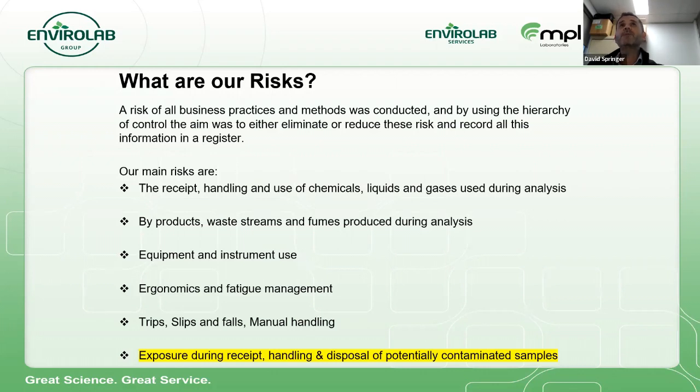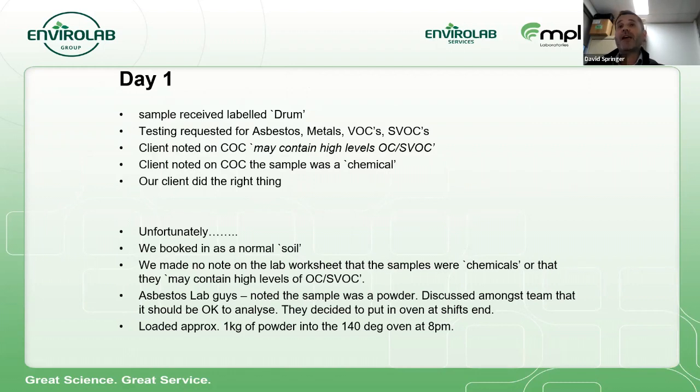The problem with an environmental lab is that we just get the samples coming in. We often don't know what they are. So I'll give you a little look at this. We received some samples from a customer from a very well-known site in Sydney, a very contaminated site. And the customer did the perfect thing. They were absolutely correct. They wrote on the chain of custody that the samples may contain high levels of OC pesticides or SVOC, semi-volatile organic compounds. So they did the right thing. They flagged that to us.